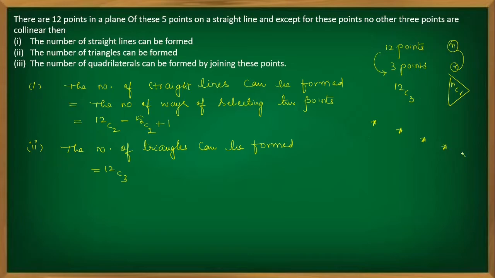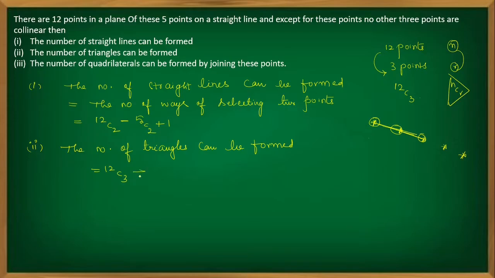Here we have 5 points that are collinear. If you take any 3 points from these, if you select this one, this one, this one, you are not going to get any triangle. But what we counted here, any 3 points counted as one triangle. Joining any 3 points, you are saying one triangle will be formed, right?